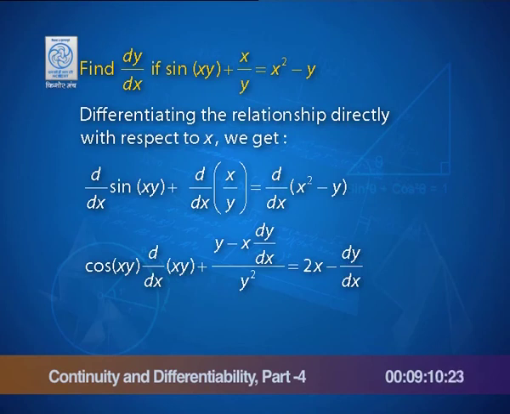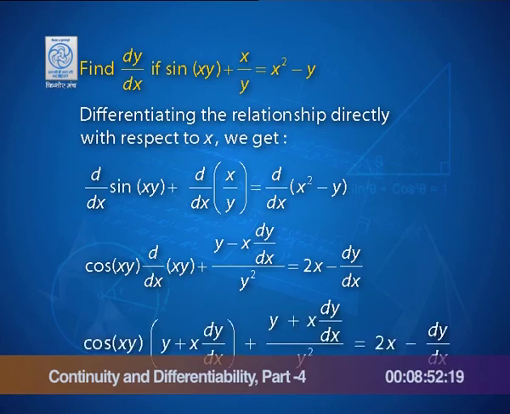Right hand side is just 2x minus dy by dx. Work is still not over because I still have to finish the first term. Again, applying the derivative of xy with the help of the product rule, I get cos of xy into y plus x dy by dx. The other terms remain the same.